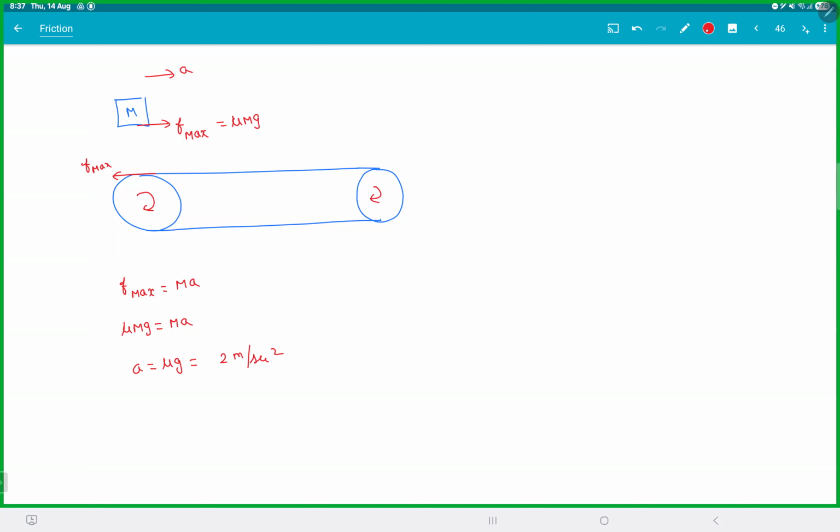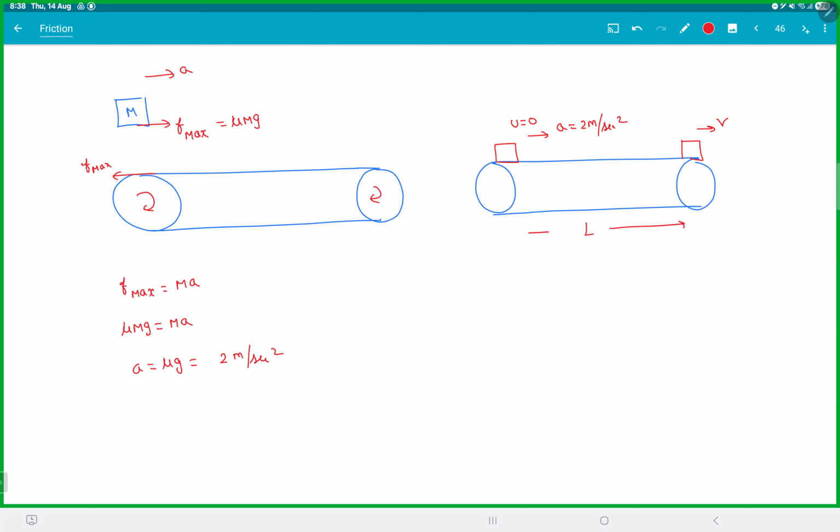Now here, this is where a small issue is there. I think Arya and Samyak, you got the idea there. When you kept the block here, your initial speed is 0, but your acceleration is 2 meters per second square. So when the block reaches the other end, let the velocity be v and the length is L. Since acceleration is constant, I can use the kinematics equations. v square minus u square is equal to 2as. u is 0, acceleration is 2, and s is equal to L. So from here we get v is equal to 2 root L. So this is the speed when it reaches the end of the conveyor belt. But there's a small problem.